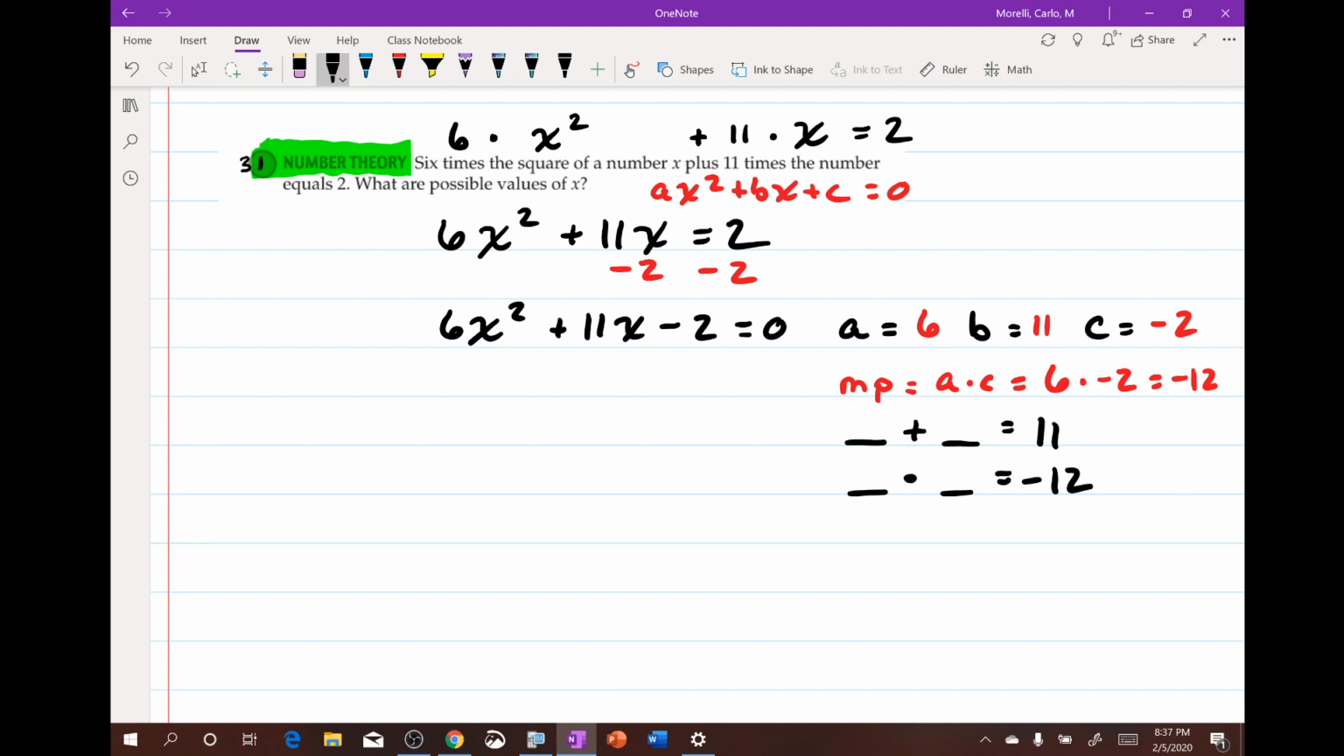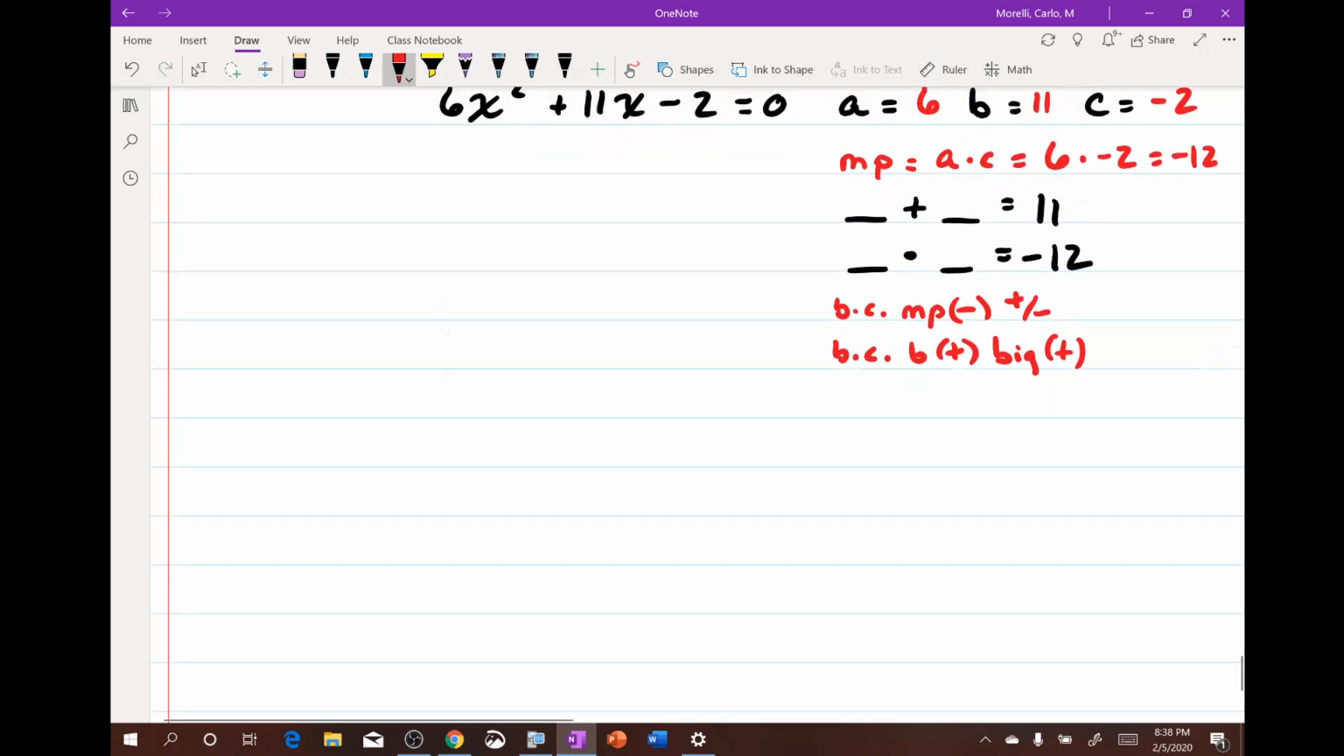Now, because C is negative, we're going to have different signs, and the biggest one is going to be positive because B is positive. And that analysis is really important, so I'm going to stress that again and again. Because the master product is negative, you're going to have different signs. But because B is positive, the biggest one will be positive. So just keep that in mind as we do this.